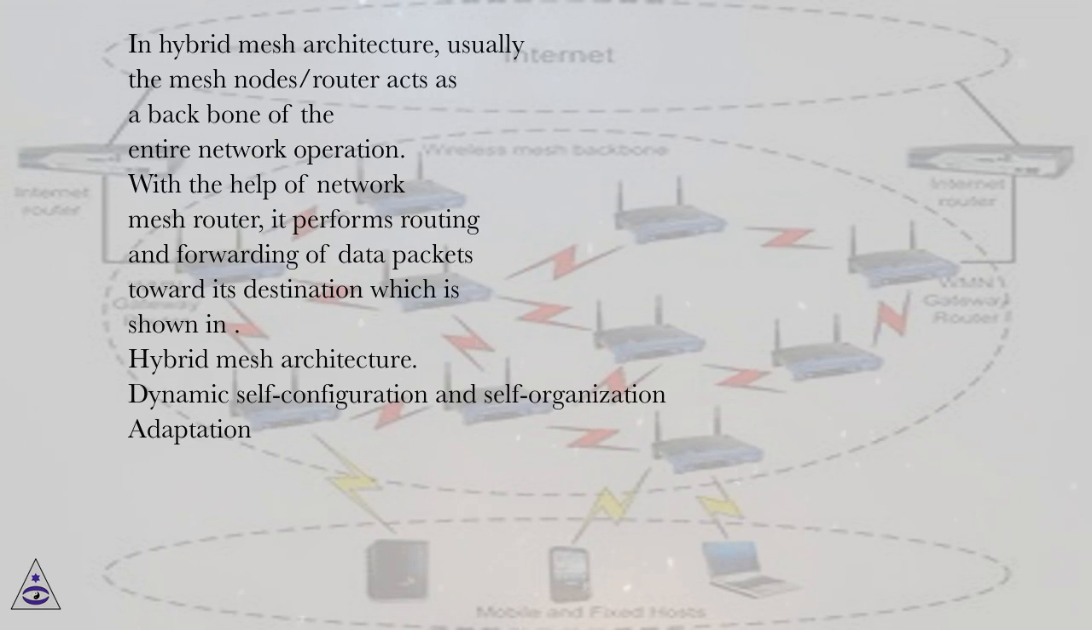In hybrid mesh architecture, usually the mesh nodes/routers act as a backbone of the entire network operation. With the help of the mesh router, it performs routing and forwarding of data packets toward its destination, which is shown in hybrid mesh architecture.